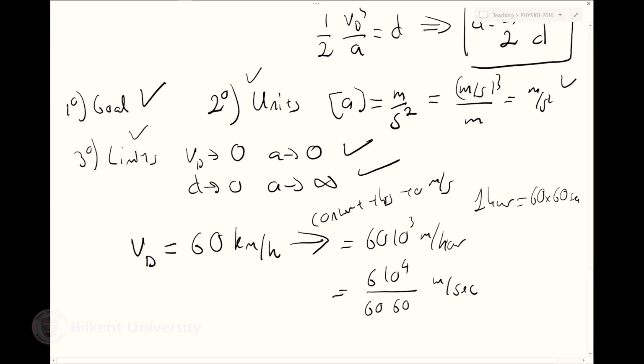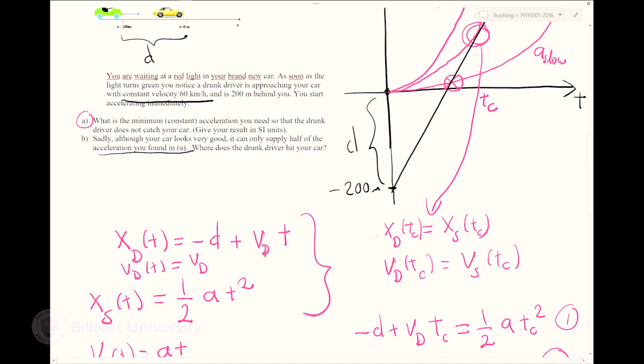Now, how about part B? What was part B? Part B asked, sadly, although your car looks very good, it can only supply half of the acceleration you found in part A. Where does the drunk driver hit your car? How do I find this? It's again not very hard.